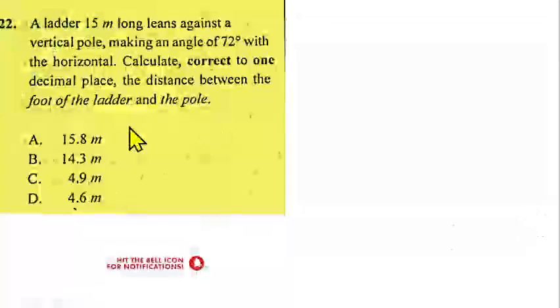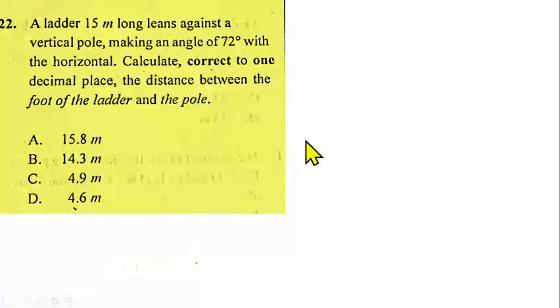Question number 22 is from application of trigonometric ratio. We have a ladder 15 meters long that leans against a vertical pole, making an angle of 72 degrees with the horizontal. We have to calculate to 1 decimal place the distance between the foot of the pole and the ladder.